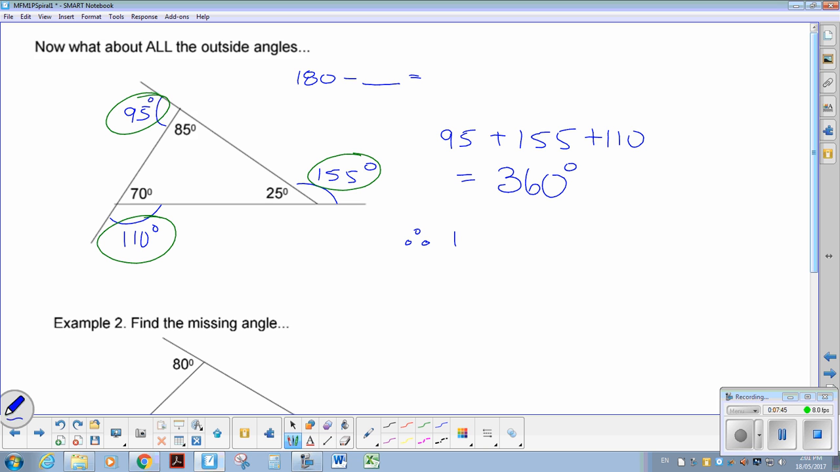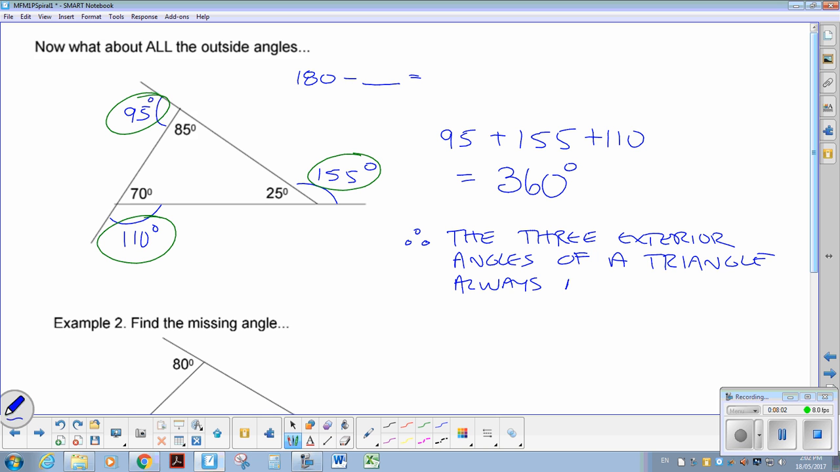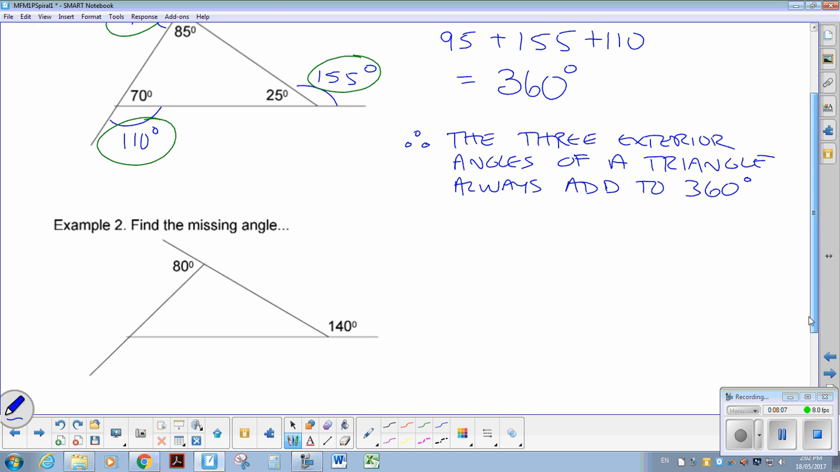So therefore, the three exterior angles of a triangle always add to 360. So again, a picture with that, what we're going to do is draw this properly. There we go. So we have a triangle with the sides extended.